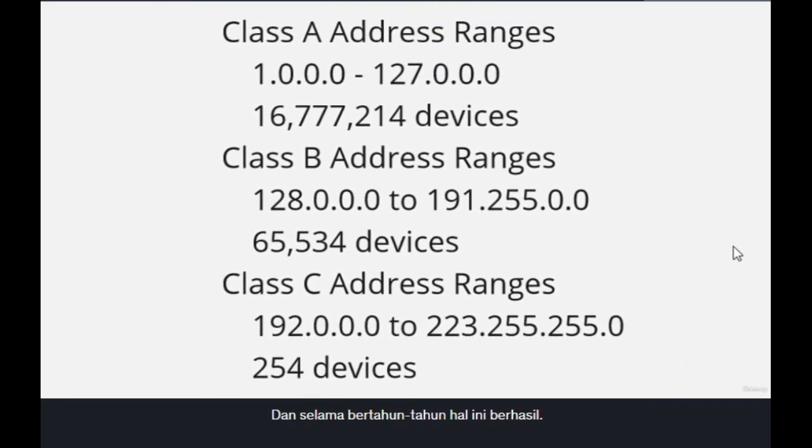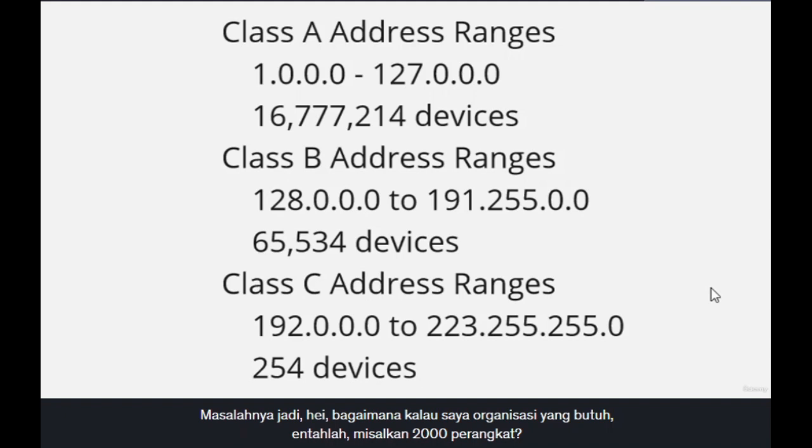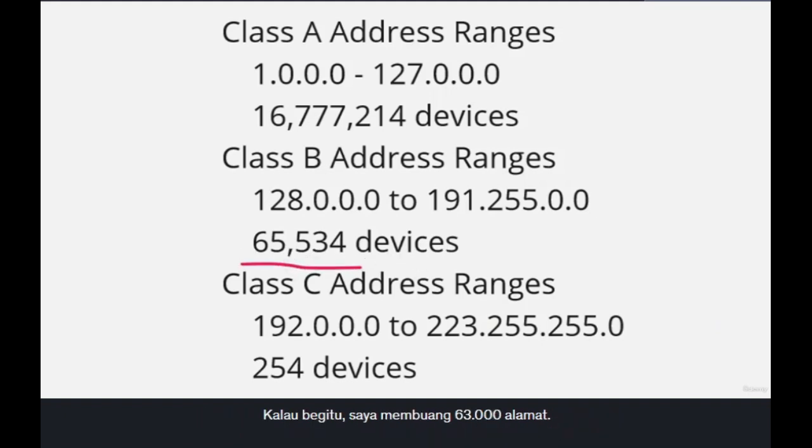And so for years, this worked. For years, this was fine. The problem becomes, hey, what if I'm an organization that needs, let's say, 2,000 devices? Well, maybe they'll give me a Class B, because that's the address range that could support 2,000 devices. Well, in that case, I'm wasting 63,000 addresses.